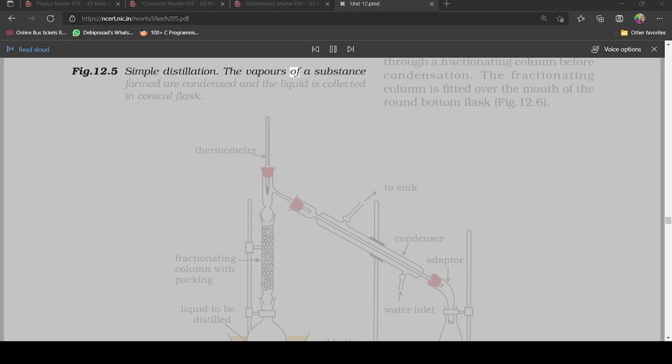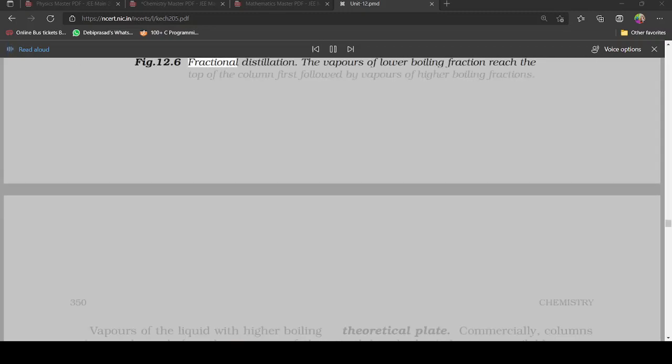The vapors of a substance formed are condensed and the liquid is collected in a conical flask. Fig. 12.6 Fractional Distillation. The vapors of lower boiling fraction reach the top of the column first, followed by vapors of higher boiling fractions.